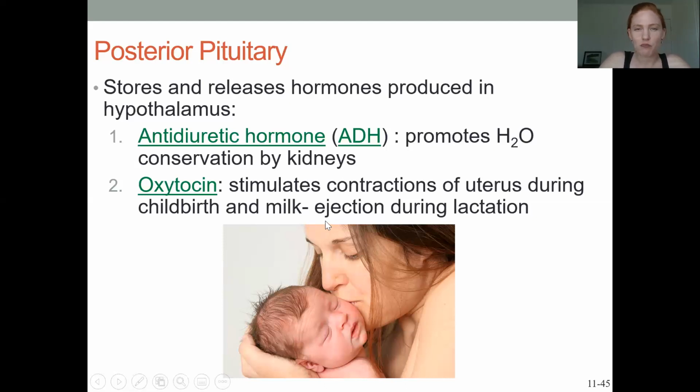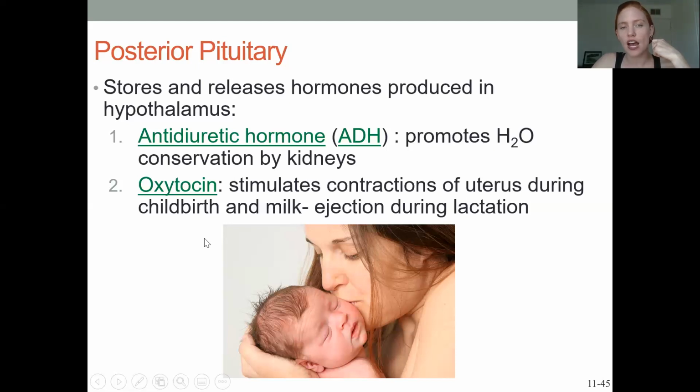It also has some more specific functions. During birth, you release oxytocin, and the oxytocin causes contractions of the uterus. So you have a positive feedback loop where you have more and more oxytocin, and you get stronger and stronger contractions of the uterus, and that's how you give birth.